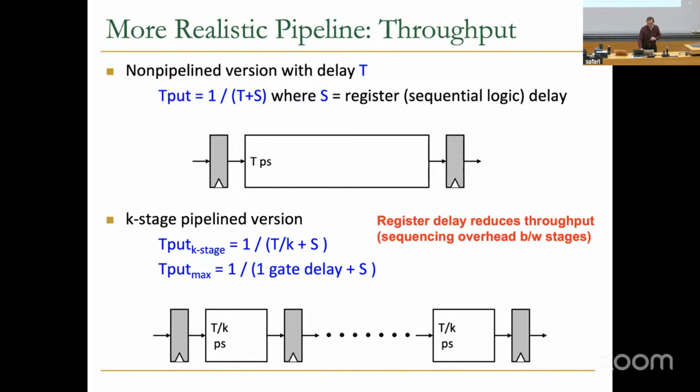Okay, this picture still assumes perfect division of work between stages. We're going to get back to that. You may not be able to perfectly divide t over k, right? Because you have granularities of processing, like accessing a register file, accessing a memory, doing something in the ALU. You may not be able to perfectly pipeline all of them, right?